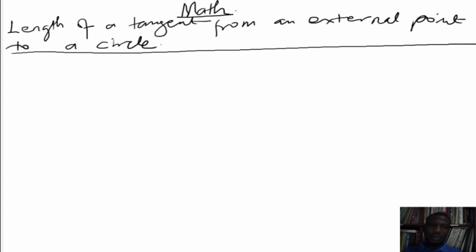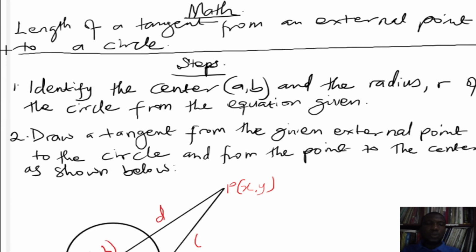Today's study is going to be about the length of a tangent from an external point to a circle. Before we are able to do this, there are a few steps we need to take, so let's take those steps very quickly before we move on. The steps are: 1. Identify the center (a, b) and the radius r of the circle from the equation given. 2. Draw a tangent from the given external point to the circle and from the point to the center, as shown below.